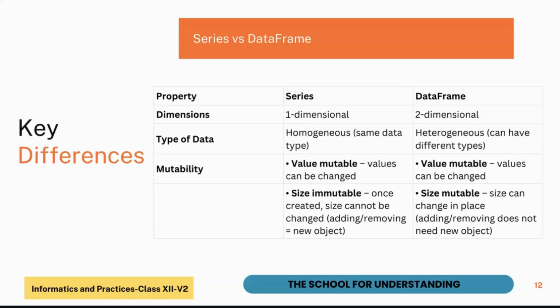But in case of DataFrame data structure, the size is mutable. You can increase or decrease the size, size can be changed. You can add or remove new objects to that. So it is mutable. These are the key differences between the series and DataFrame data structures.